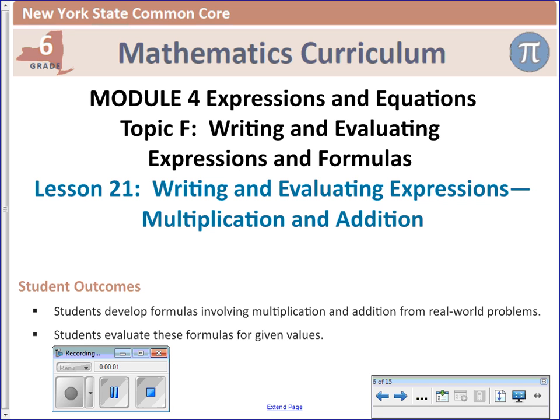Today we're looking at Module 4, Lesson 21. Everybody should be open to page 95 in their modules, and please put today's date at the top of the page.